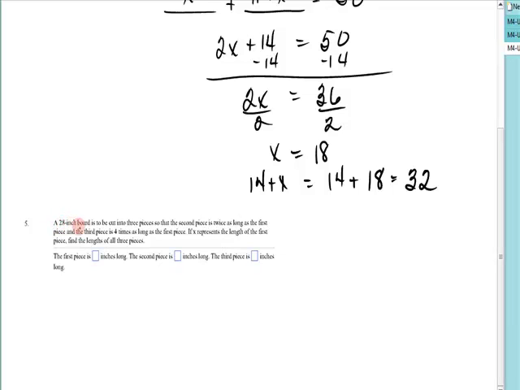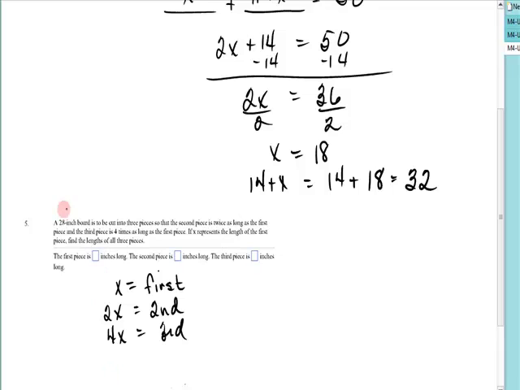A 28-inch board is to be cut into 3 pieces so that the second piece is twice as long as the first and the third piece is 4 times as long as the first. Now, they never told me anything about the first, so I already know that X is going to represent the first piece. The problem goes on to say if X represents the length of the first piece, but we knew that on our own. All right, the second piece is twice the first, so 2X is the second, and the third piece is 4 times as long as the first, so 4X is the third.